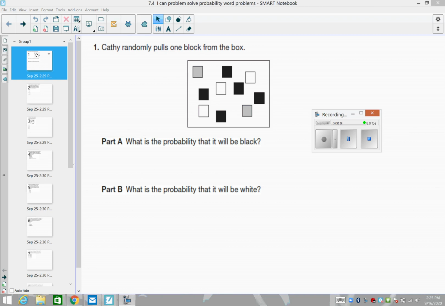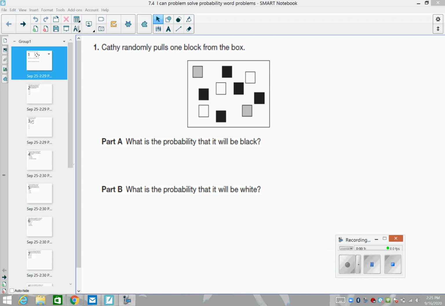I don't have it right on the screen. Whoops, I forgot about that. I can problem solve probability word problems. So that's going to be our learning target for today, and you can see it on the top of the screen. Sorry about that. It's just a bunch of different varieties of calculating experimental probabilities, theoretical probabilities, making predictions, things like that. So you absolutely want a calculator in our work as we go.